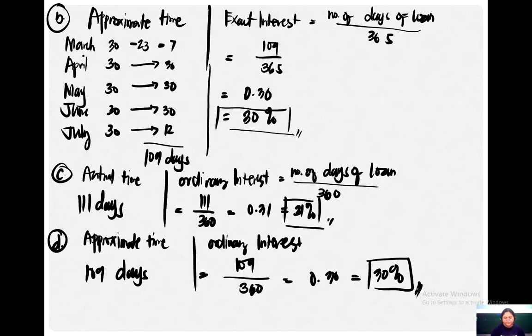Okay po. Okay, so inhale, exhale. Is it easy, right? You just have to remember the formula for the exact or the ordinary interest. Again, exact interest, the denominator is 365. For the ordinary interest, it is 360.